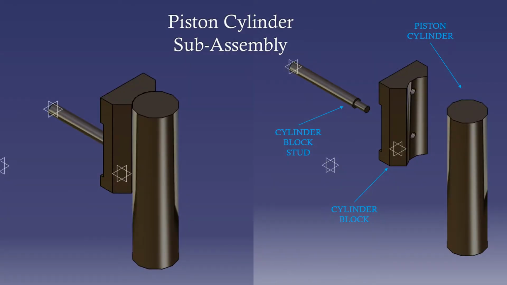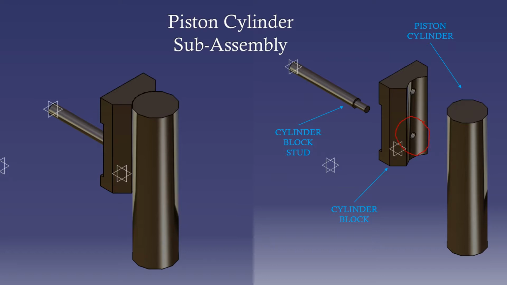The piston cylinder subassembly was created using 3 simple parts: the piston cylinder, the cylinder block, and the cylinder block stud. Each part was constrained to each other using a combination of coincident and contact constraints. As mentioned previously, 2 sets of these subassemblies were used in the final assembly. It is noted that the cylinder block had an extra mounting hole that was not used when attached to the base frame. This mounting hole can be seen here.